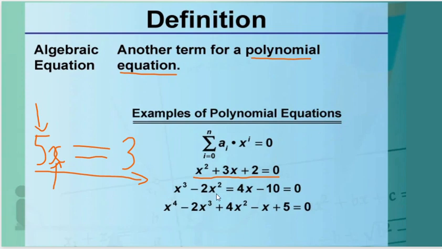x cubed minus 2x squared plus 4x minus 10 equals 0. And the last one is x to the power of 4 minus 2x cubed plus 4x squared minus x plus 5 equal to 0.